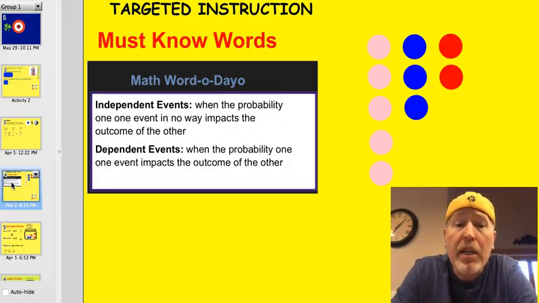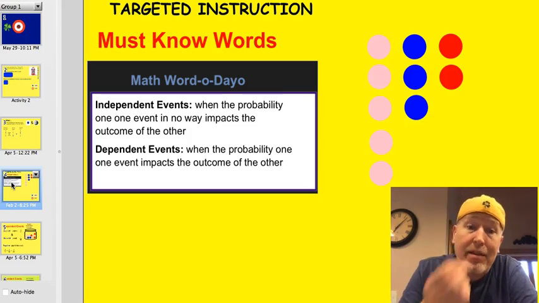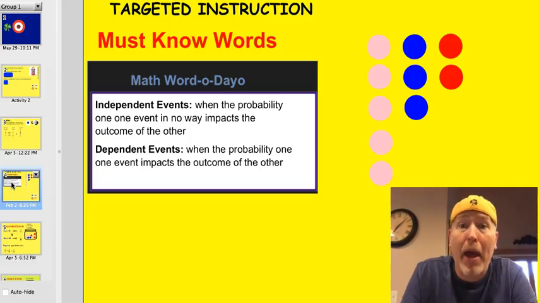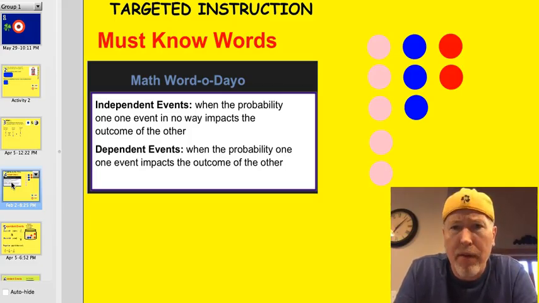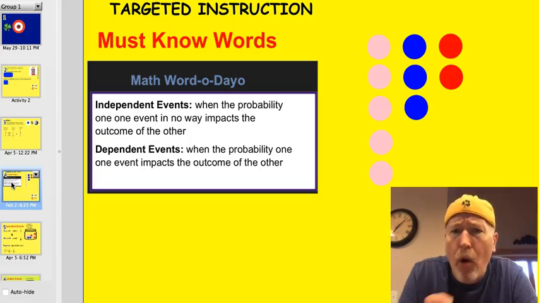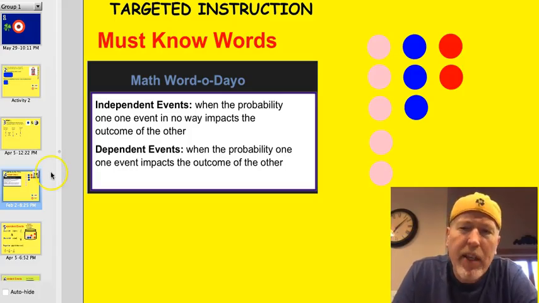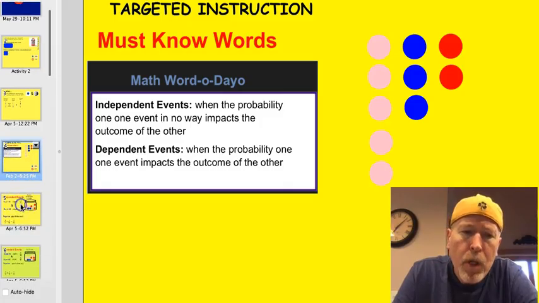All right, dependent events. This is just the opposite. That's when the probability of one event does impact the probability or the number of outcomes of the other event. The best way to describe all this and put it together is to look at some examples. So I'm going to do 3 marble examples with you and then have you try 3 examples with cards and see if you can get this down. I think you'll have it by the end of the night. All right, let's get started.